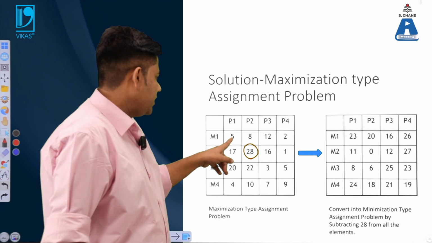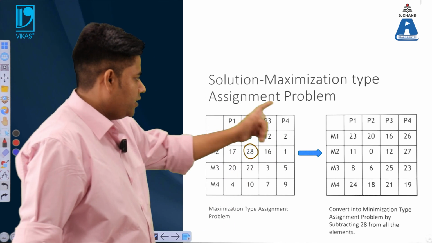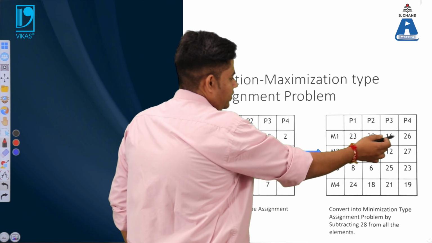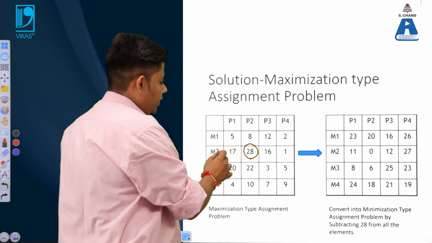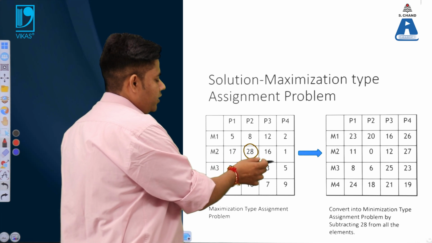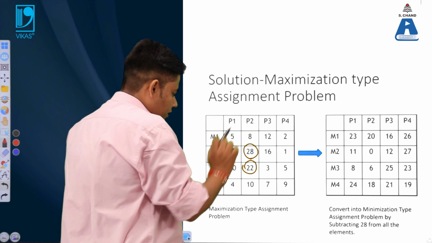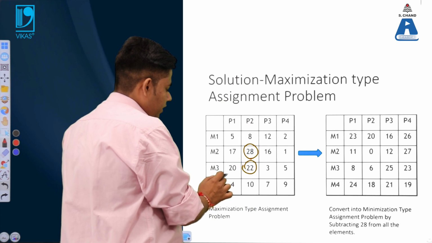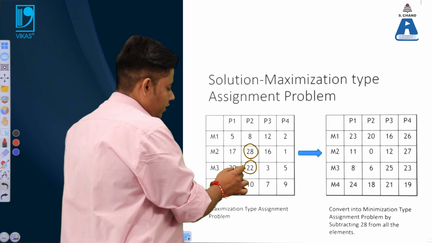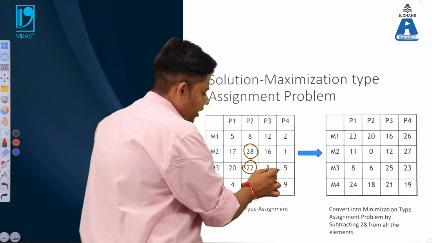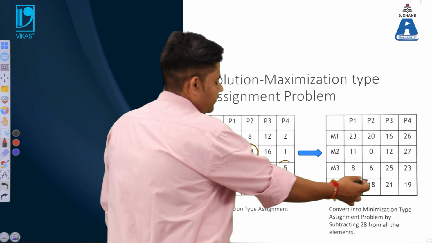That means 28 minus 5, 28 minus 8, 28 minus 12, 28 minus 2 will give numbers, and those are written correspondingly in the first row. In the next row, we will do 28 minus 17, 28 minus 28, 28 minus 16 and 28 minus 1. For the third row, we subtract all the elements from 28: 28 minus 20, 28 minus 22, 28 minus 3, 28 minus 5. We get some numbers, and again for the last row, we will have these numbers.